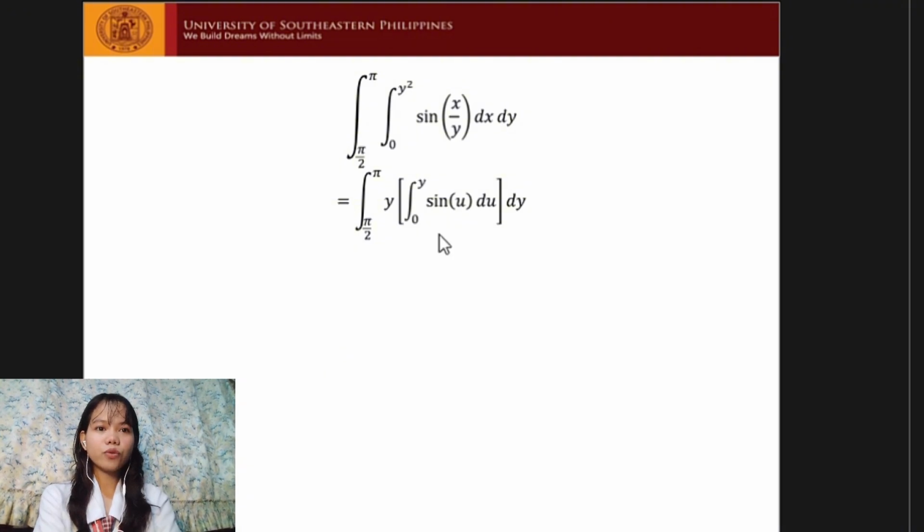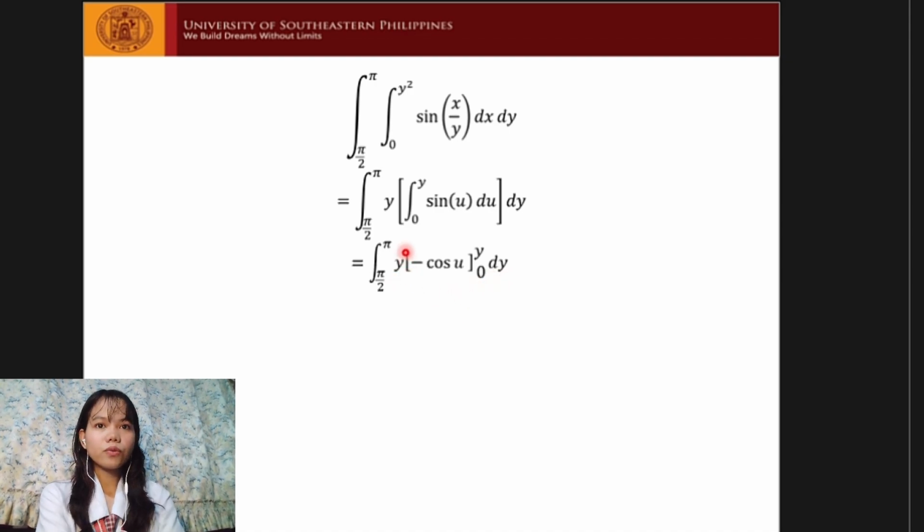So firstly, we have to integrate our first variable, which is with respect to u. So what is the integral of sine u? It is negative cosine of u. So for this one, what we have right now is the integral of y multiplied to negative cos u ranging from 0 to y, with respect to dy ranging from pi over 2 until pi.